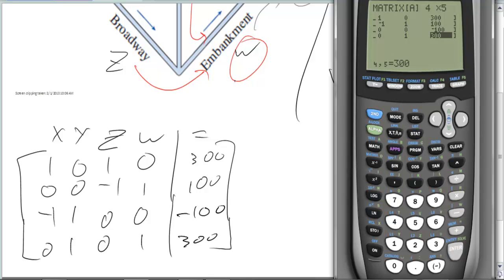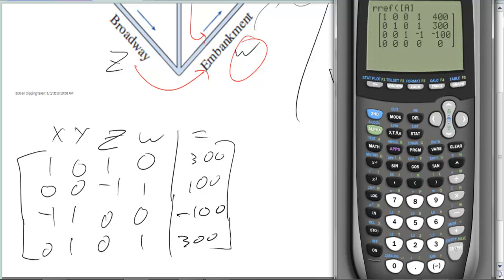Now, I always recommend double check. Make sure you get everything in right. 300, 100, negative 100, 300, 0, 1, 0, 1, 1, negative 1. Perfect. Okay, arrow over. Check these. Okay, looks good. So now we want to do reduced row echelon form of our matrix A.